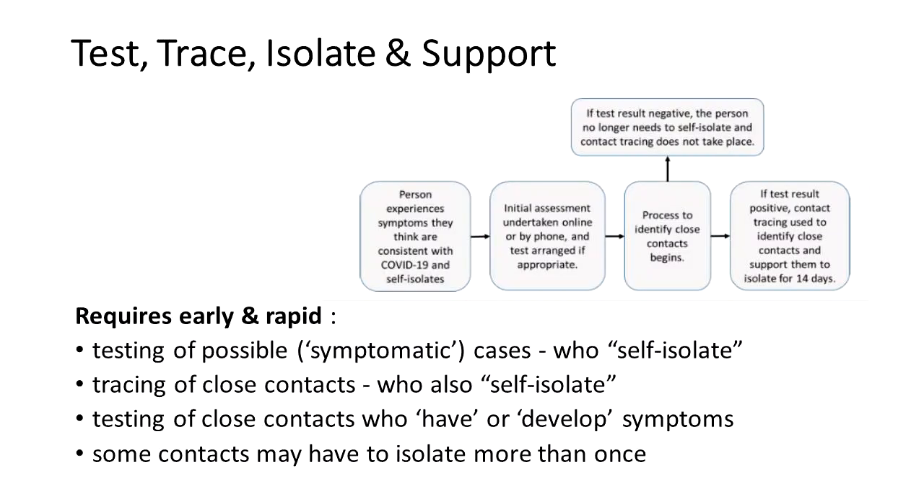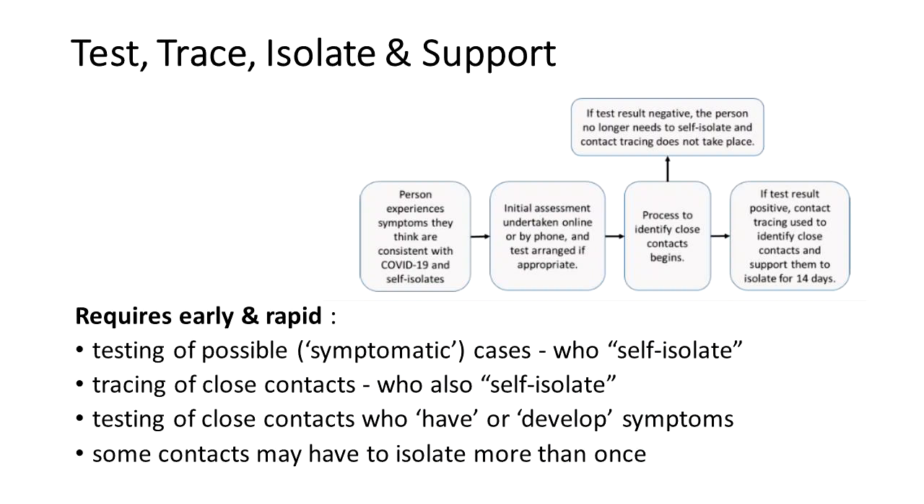The approach in Scotland is one of test, trace, isolate and support. So the simple flow diagram here starts with a person experiencing symptoms such as cough or fever, headaches, fatigue, that we think are consistent with COVID, and they're advised to self-isolate. And that initial assessment can be undertaken by phone or potentially online, and testing can be arranged to see if these symptoms are being caused by being infected with the coronavirus.